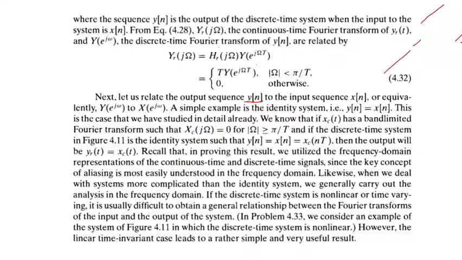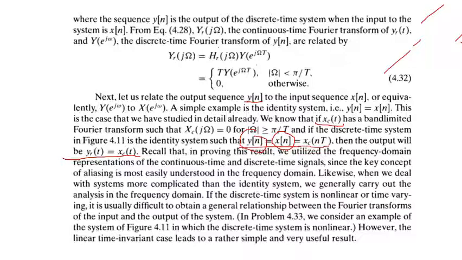If the discrete system in figure 4.11 is the identity system, then what will happen? y of n is equal to x of n, which is equal to x_c(nT). It means we just need to sample the continuous time signal. We sample this x_c(t), we get x of n, and because the system is identity, y of n will be equal to the input. Then after reconstruction, y_r(t) is equal to x_c(t), so our output will be equal to the input.